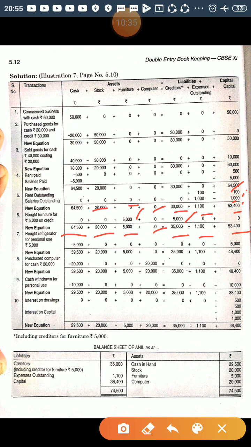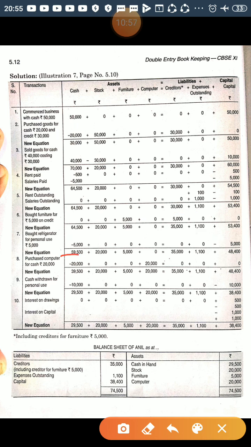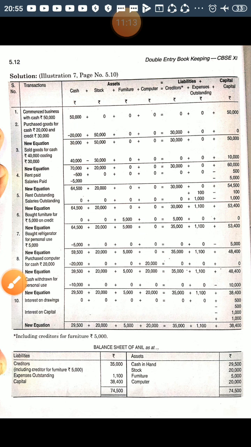53,400. Now new transaction is bought refrigerator for personal use. So you are purchasing refrigerator for personal use, means cash is decreased by 5,000, and drawing will be deducted from the capital, so it should be deducted here, minus 5,000. Now new equation is cash 59,000, stock 20,000, furniture 5,000, computer 0, creditors 35,000, outstanding expenses 1100, and capital becomes 48,400.